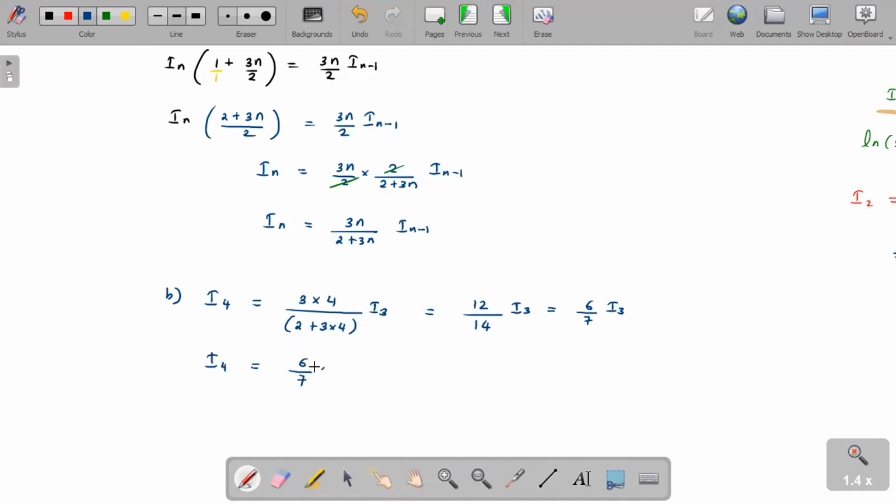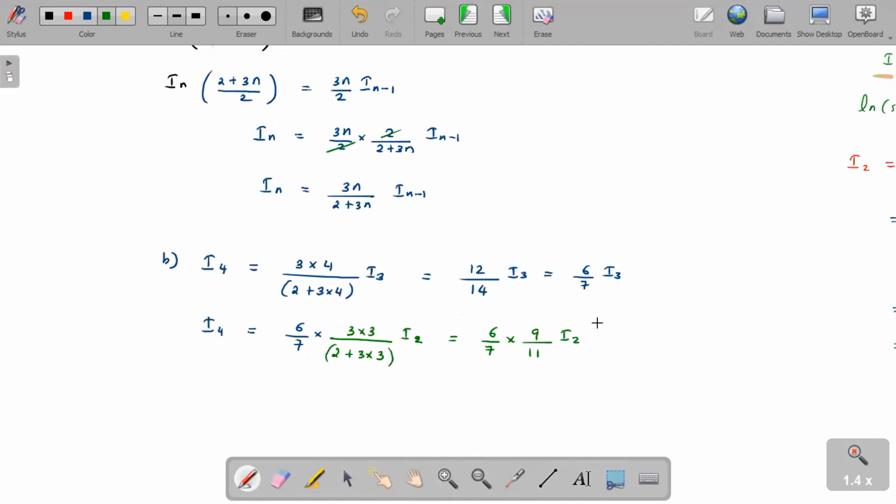6 over 7 times, who is I3? 3 times 3 over (2 plus 3 times 3), I_(3−1), which is I2. So 6 over 7, 3 times 3 is 9, over 2 plus 9, which is 11. I think this doesn't cancel out, right? So we get 6 times 9, 54, over 77 I2. And next we will go with I2.